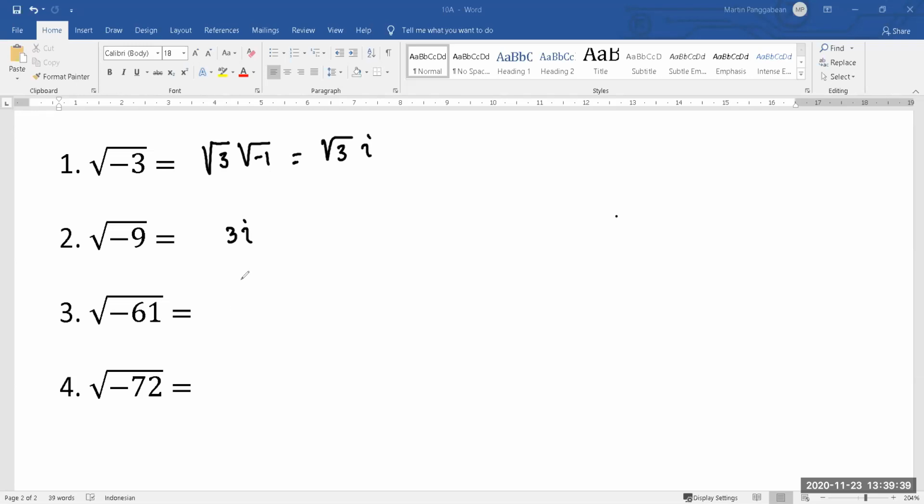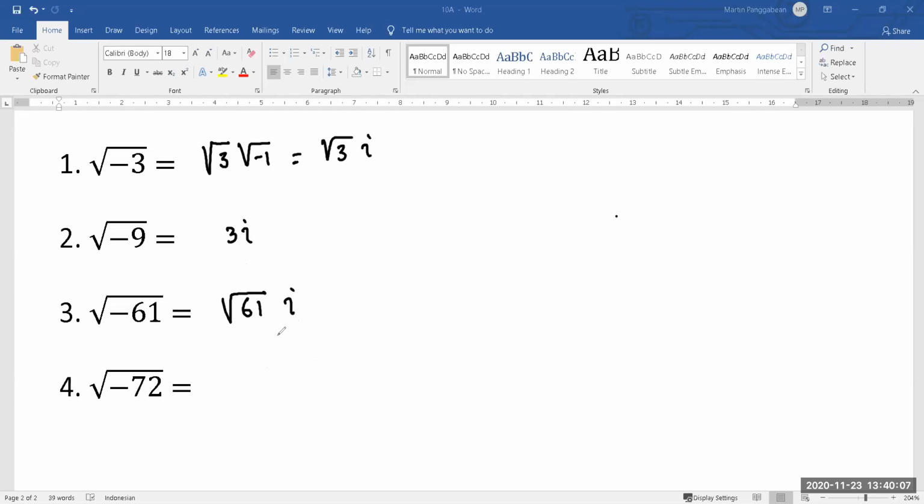Okay. For number 3, it's square root of negative 1 and then square root of 61. So it becomes square root of 61 times i. Okay, good. Number 4.